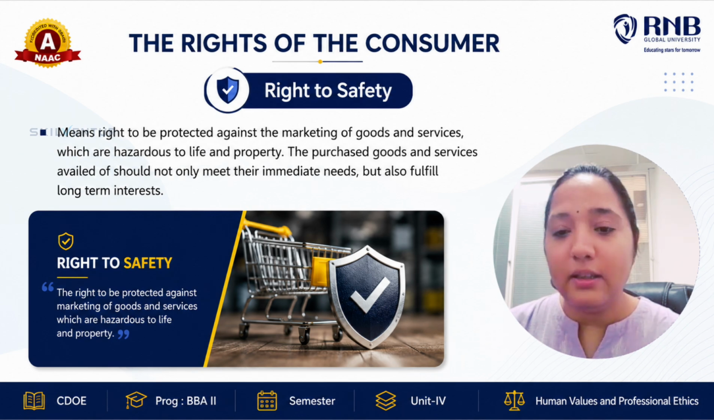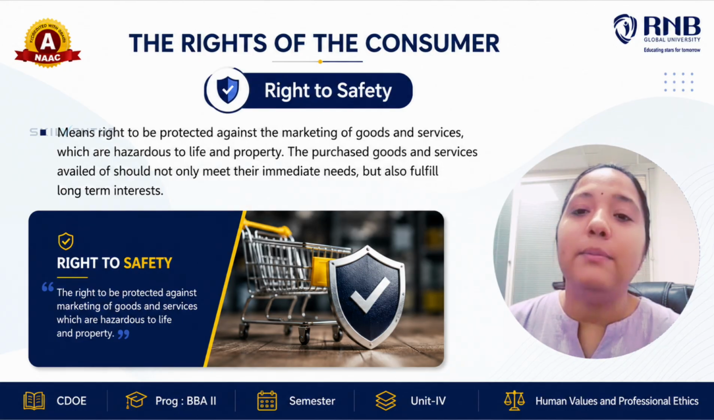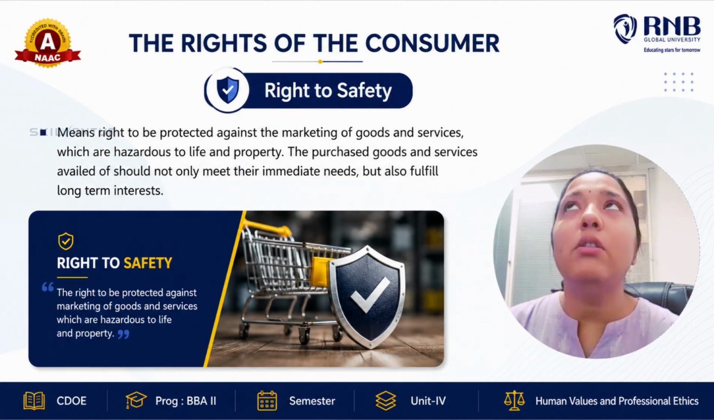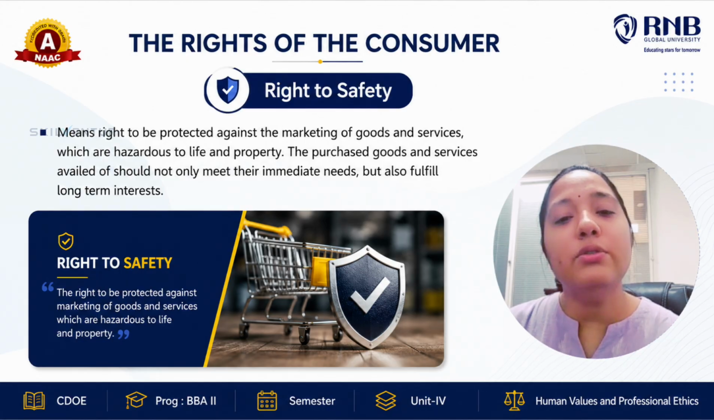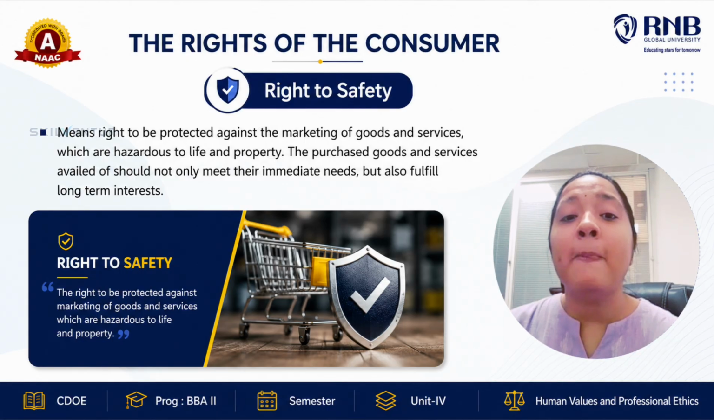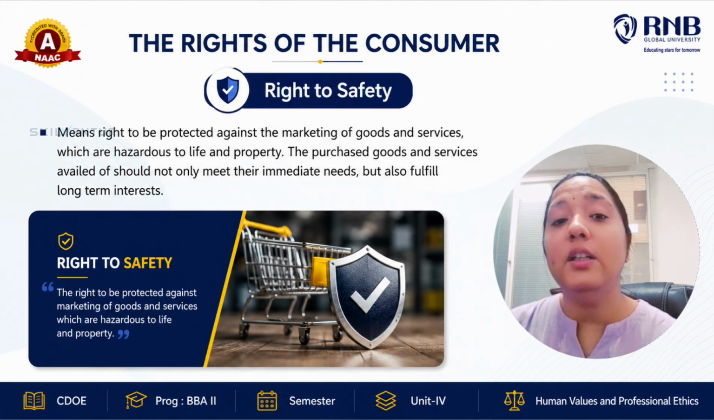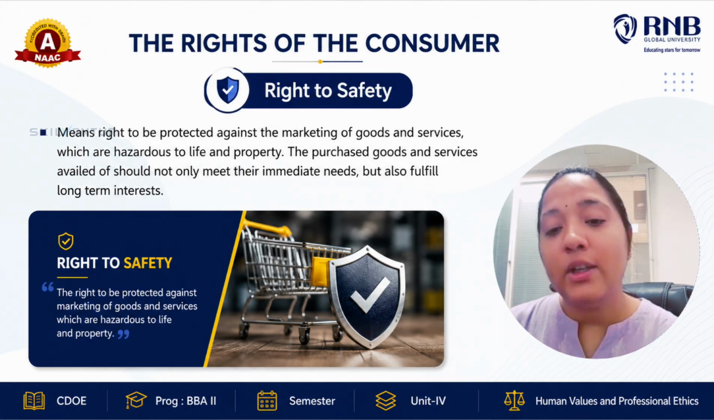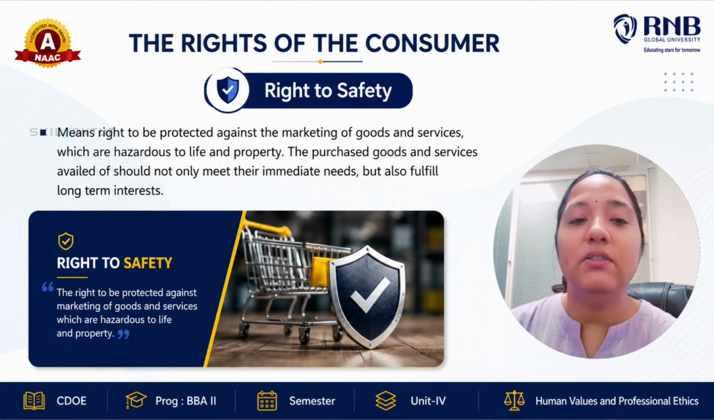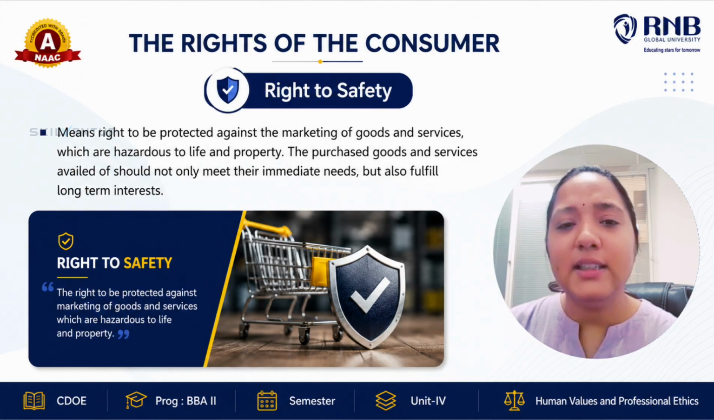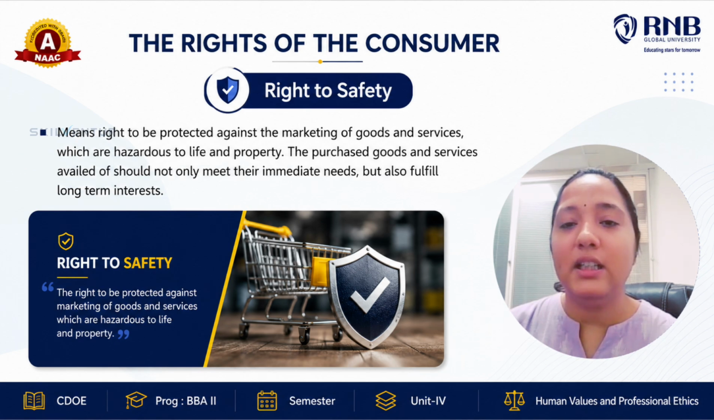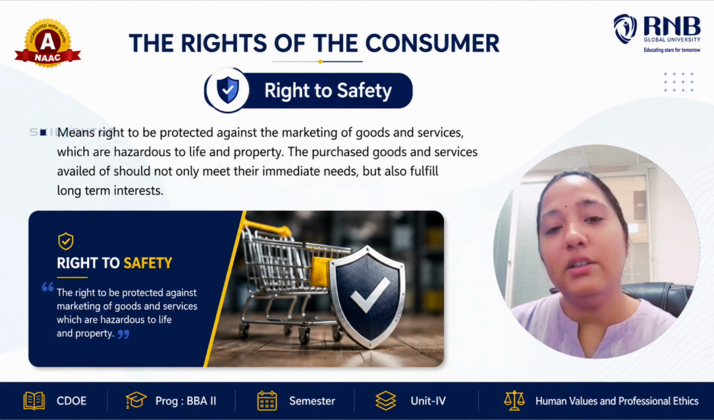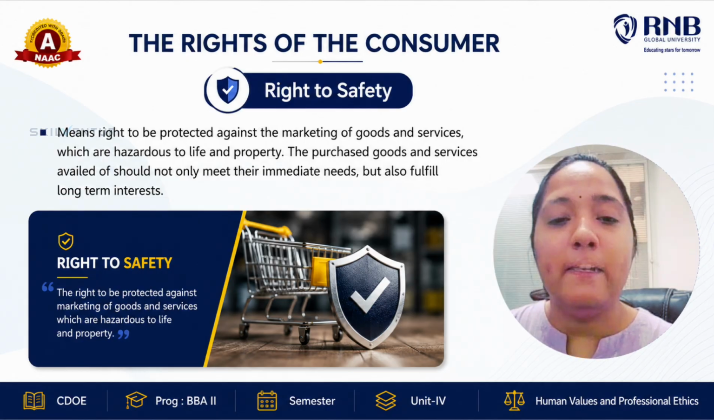For example, electrical appliances, food items, medicines and vehicles should always meet safety standards to avoid any harm to the consumers. It is also important that the products we purchase not only satisfy our immediate need but are also safe for long-term use. So consumers should always check safety marks like ISI or quality certifications before buying any product. In simple words, the right to safety protects us from risky and hazardous products, and it helps to ensure a safe, secure and healthy lifestyle.